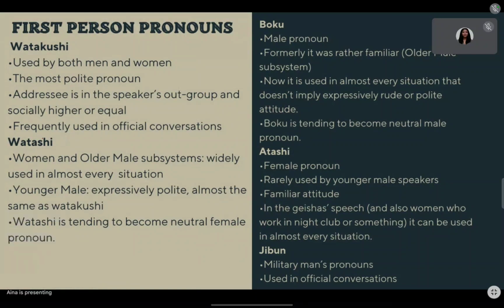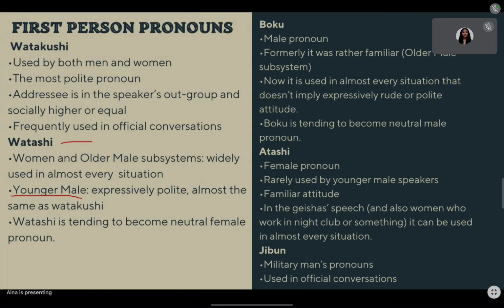Ito yung mas ginagamit. But take note ha guys, when the younger male or younger female ang gumamit nitong watashi, it can express politeness, no? Almost the same as the watakushi kapag sila yung nagsabi ng watashi. For example, mga bata. And then watashi is tending to become the neutral female pronoun. Okay? And then we have the boku.